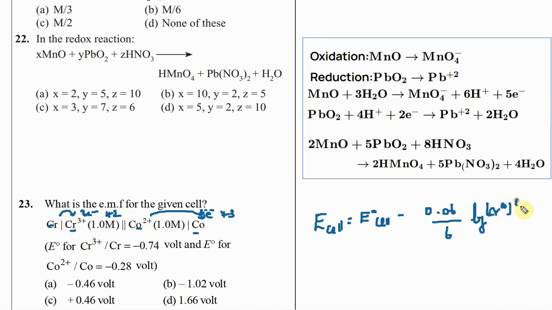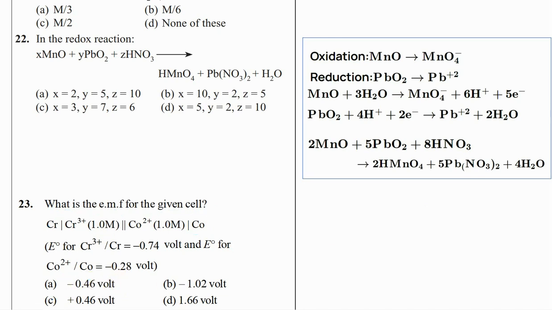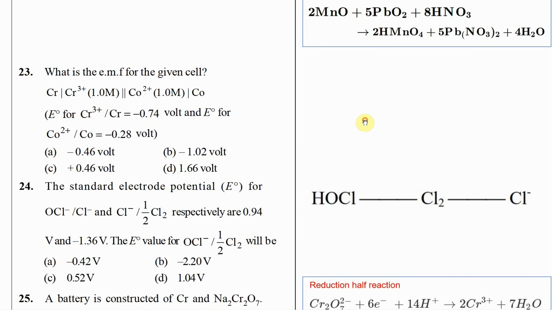Chromium 3 plus squared divided by cobalt 2 plus cubed. Now coincidentally all of them are 1. Log of 1 is 0, so the whole thing is 0. E cell equals E naught cell, which is straightforward. Now you have to calculate E naught cell by doing E naught cathode minus E naught anode. So you should get minus 0.46. Be careful, the same magnitude with opposite sign is given. Usually that's what they give in NEET.